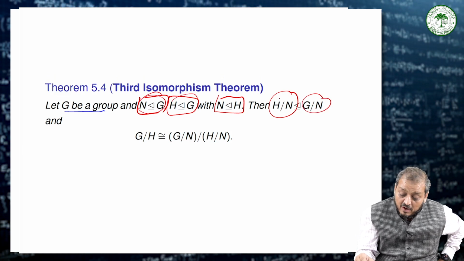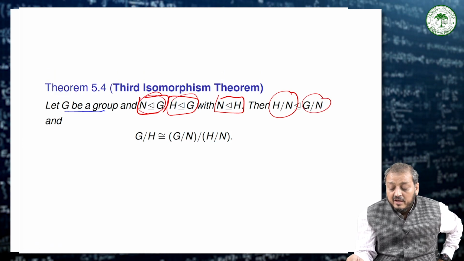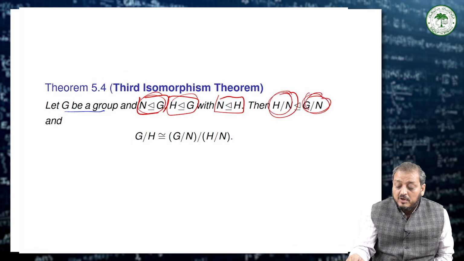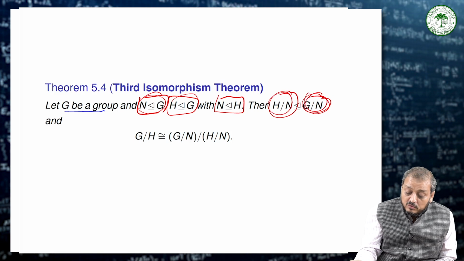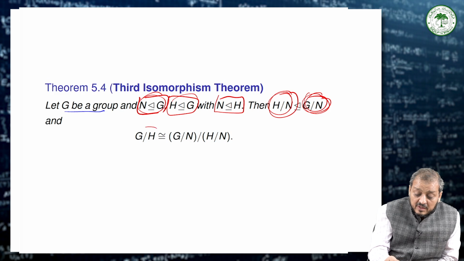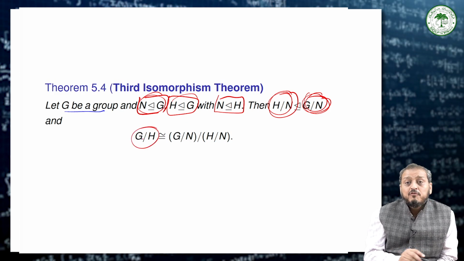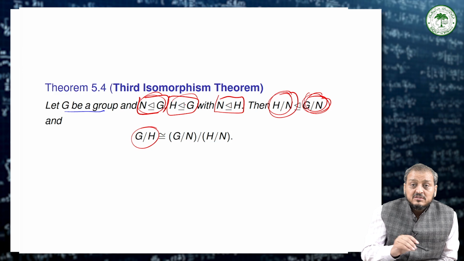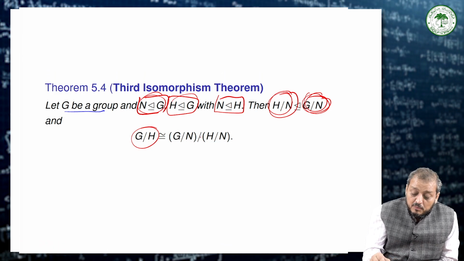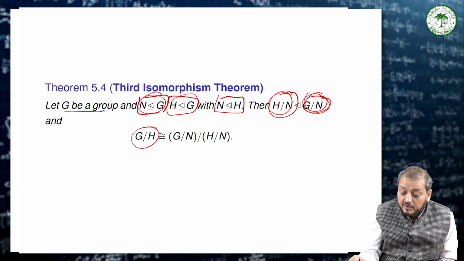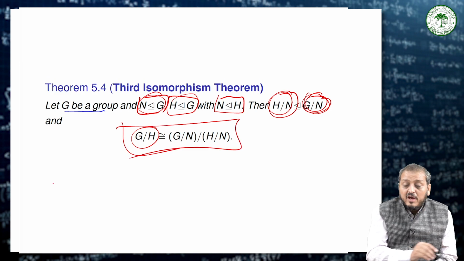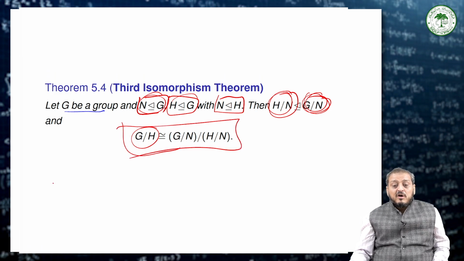Now it says that H by N is normal in this quotient group G by N. And if H by N is normal in G by N, then we can say that G by H is again a quotient group, meaningful because H is normal in G, so the quotient group is defined. And then this quotient group is isomorphic to the quotient group of G by N over H by N.